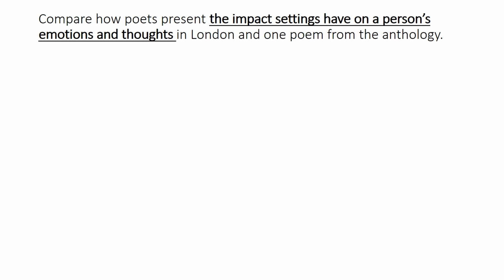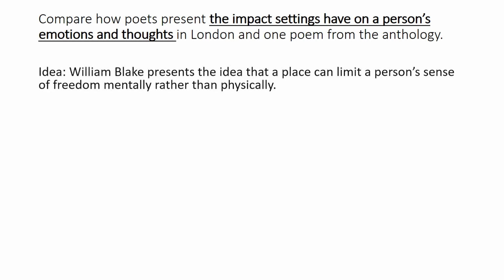So here's the question: the impact settings have on a person's emotions and thoughts. And so I'm going to come up with an idea. So William Blake presents the idea that a place can limit a person's sense of freedom mentally rather than physically. So if you can see, I've got an idea, I've got a feeling, a sense of freedom, and I'm using words like mentally and physically.